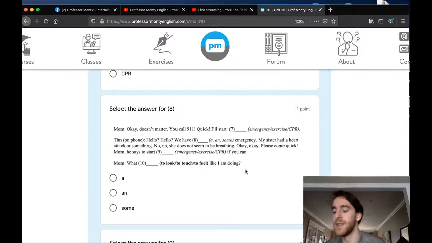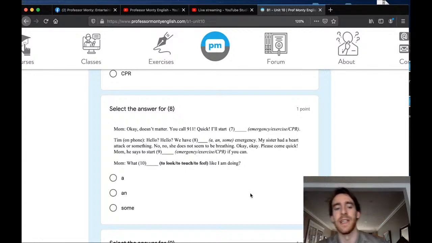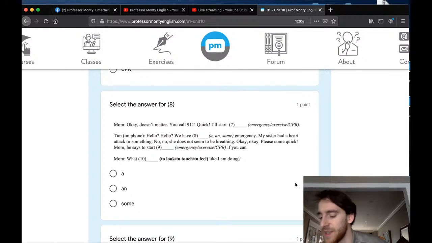Maria says touch for number 10. No, Maria, not touch. Like I said, what does it look like I am doing? Okay? So Maria, you have to conjugate the verb here as well. You have to choose one of the verbs and conjugate it. So what does it look like I am doing? Any questions, guys? If you have a question, don't be afraid to ask.